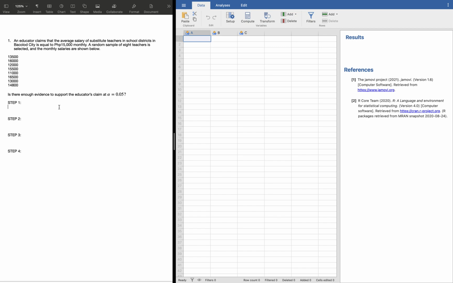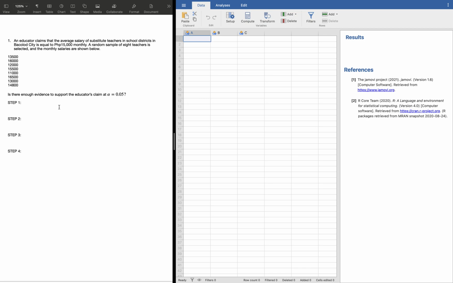Again, step number one is about the hypothesis, stating the null and alternative hypotheses. Step two is taking care of the p-value, making use of Jamovi this time, and remembering the value of the alpha. Step three is our decision rule. That is, compare the values of the p-value and the alpha value, and then from that state our decision. And step number four is all about the conclusion or the summary of results. So let's get into it.